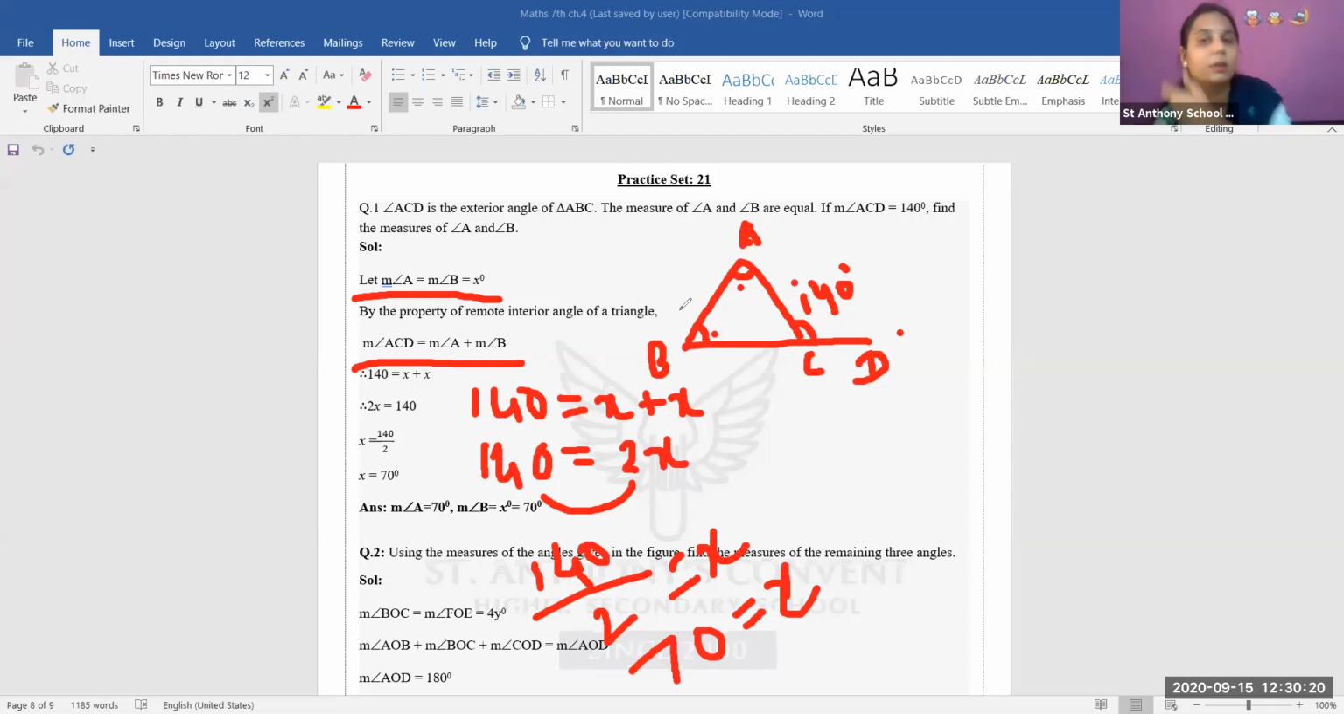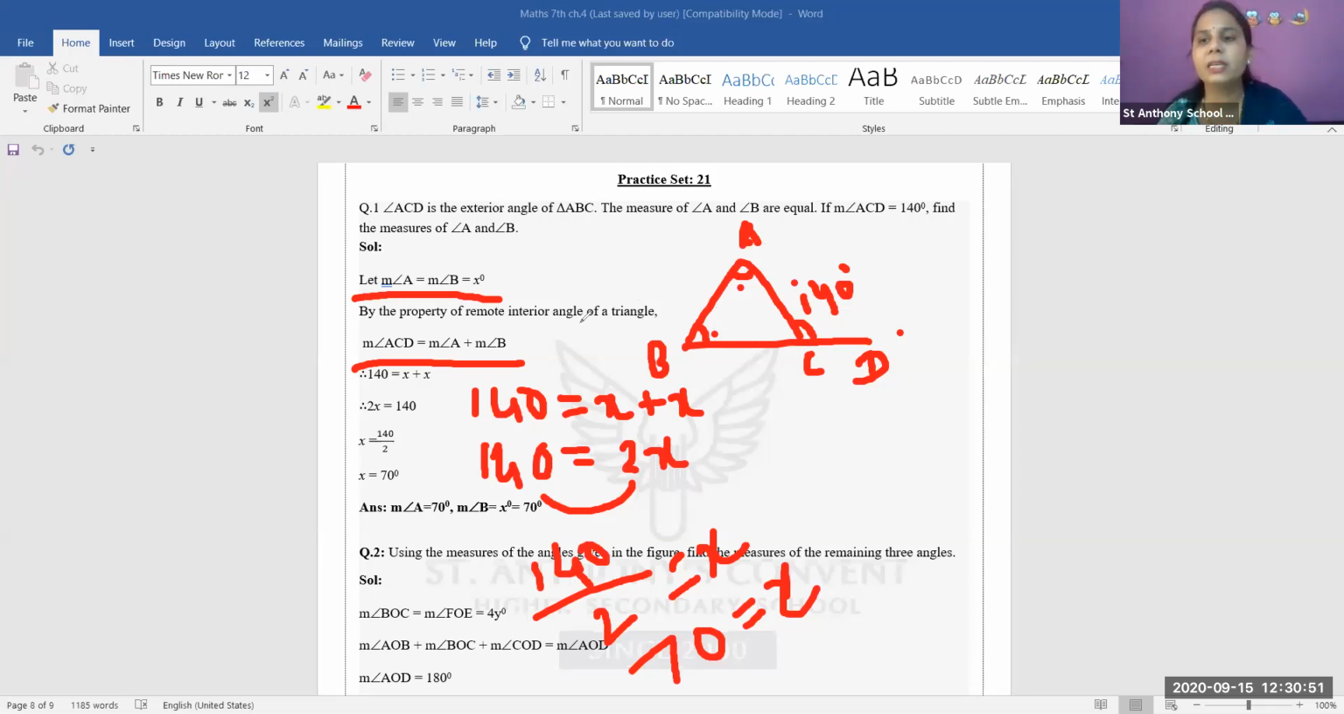I repeat this again. Please pay attention, everyone. We don't know the value of angle A and angle B, right? Angle ACD is an exterior angle of triangle ABC. Measure of angle A and angle B are equal. And if angle ACD is equal to 140, find the value of angle A and angle B.